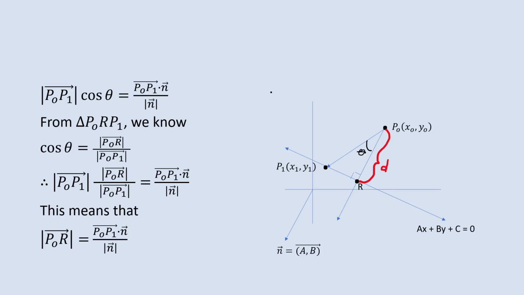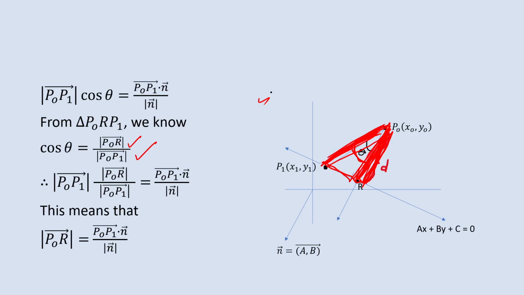Now, from the triangle that we formed in our diagram right here, we know that the cosine of theta is actually equal to the adjacent side, which is the distance that we're looking for, all over the hypotenuse. So the adjacent side is equal to the magnitude of P naught R. And the hypotenuse is equal to the magnitude of the vector P naught P1.